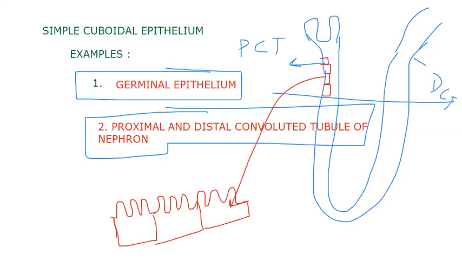Okay, so we can show it here, since it is not clear. That's why I'm showing. So this is microvilli; the proximal convoluted tubule particularly contains microvilli. So that is simple cuboidal epithelium. To be remembered: germinal epithelium and proximal and distal convoluted tubule of nephron. They are the examples for simple cuboidal epithelium.